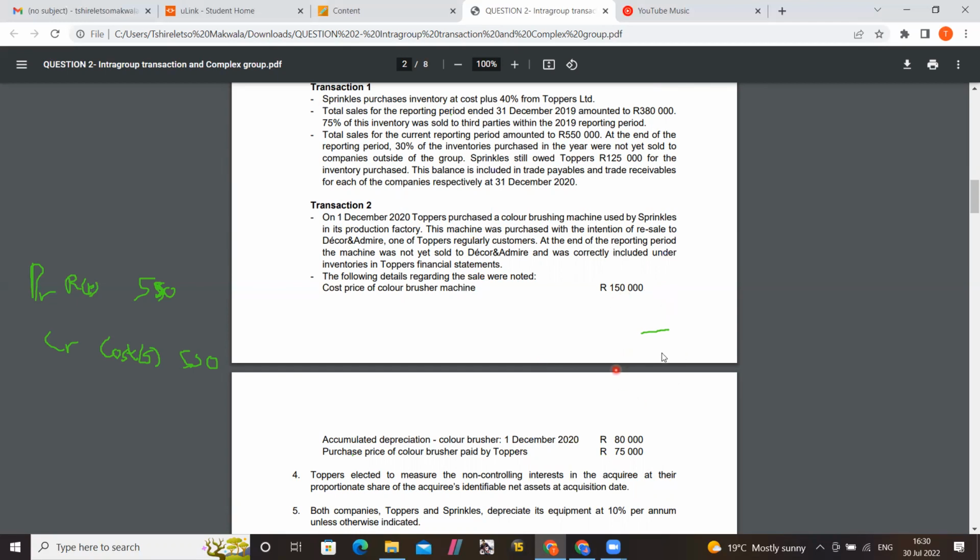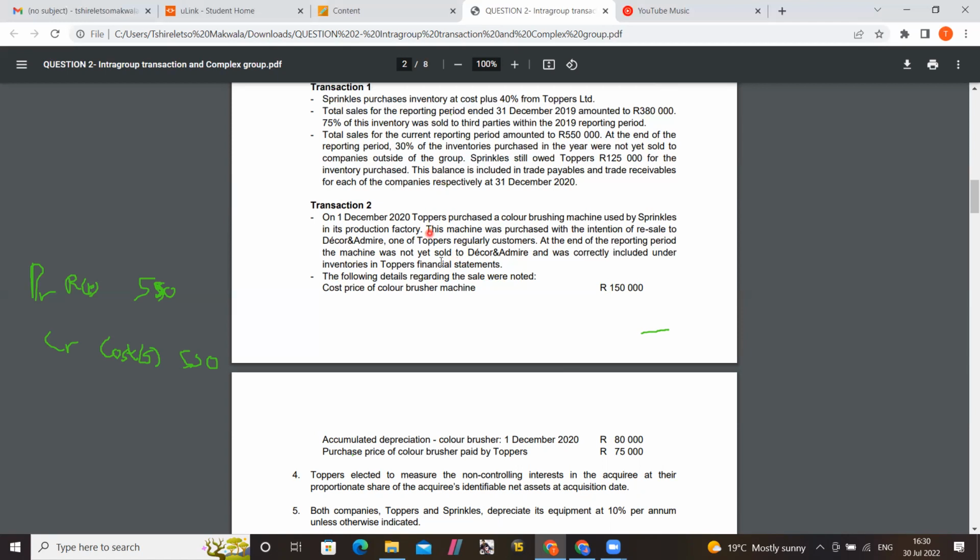The carrying amount of the asset, you see, was 70,000. Then Topper paid 75,000. So do you see that Sparkles made a profit of 5,000 from this sale? It made a profit of 5,000. And because Topper hasn't yet sold this machine to customers, so it's not yet outside, it's still there, do you see that this profit is still unrealized?